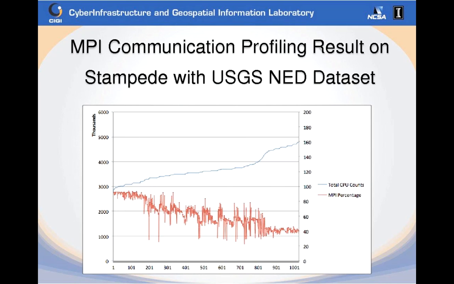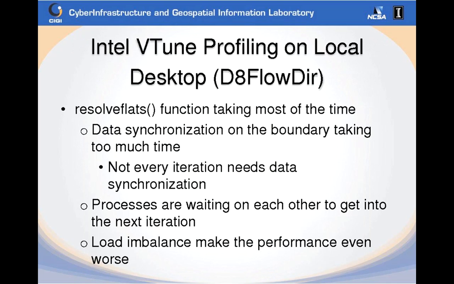This is the USGS NED 36 gigabyte run on Stampede, using 1024 cores. The blue line represents the total CPU count, as I explained in the previous slide. Please refer to the left vertical axis. The red line is the percentage of total consumption in MPI communication. Please refer to the right vertical axis. I sorted this by the CPU count, so you can see the blue line is going up.